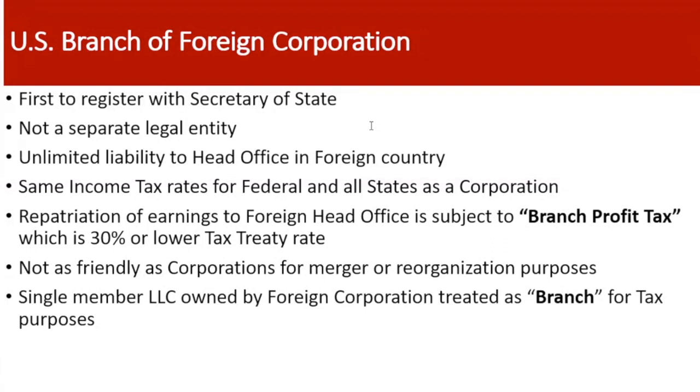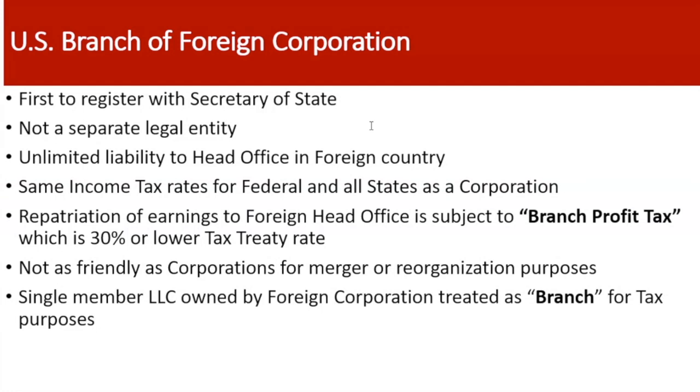As far as the federal and state taxes, it's the same as a C corporation. So there is no difference between having a branch or a corporation, the same federal rate and state tax rates. When the branch repatriates the profit to the head office, the branch is required to pay the branch profit tax, which is 30%, or it could be lower under a tax treaty.